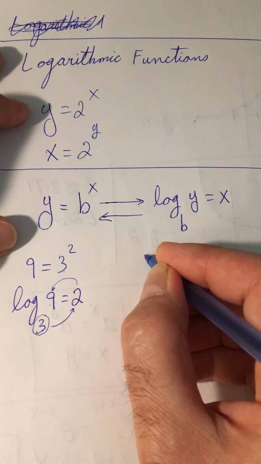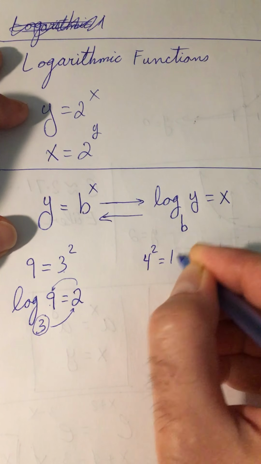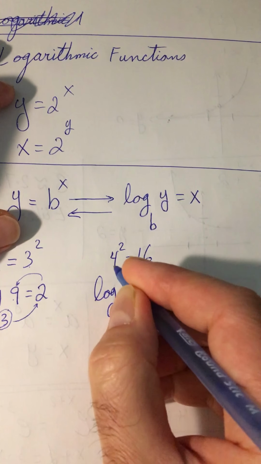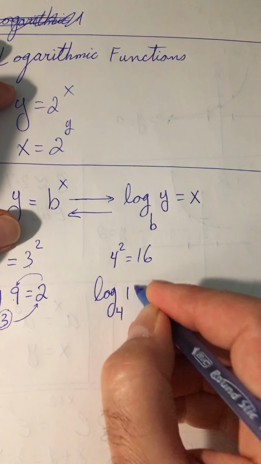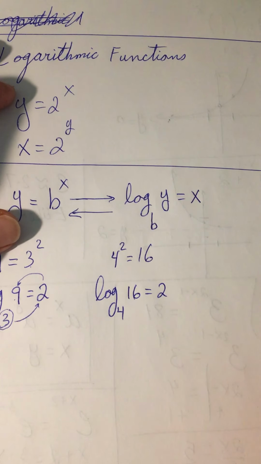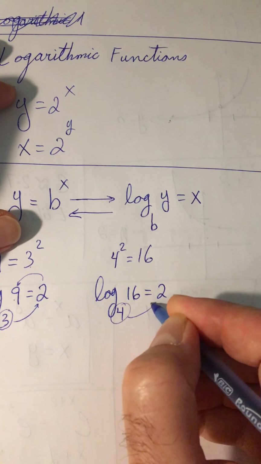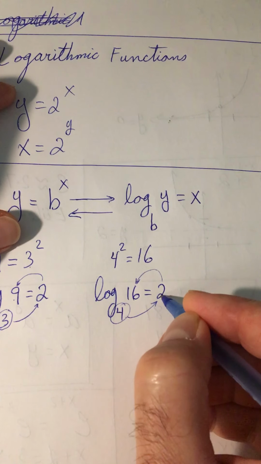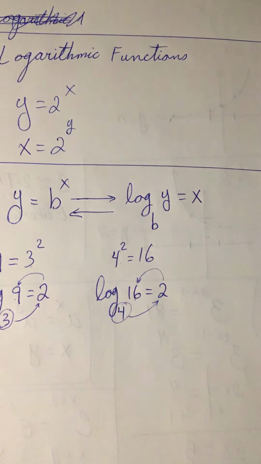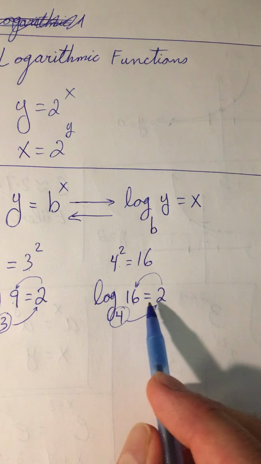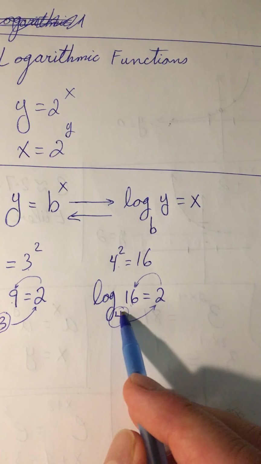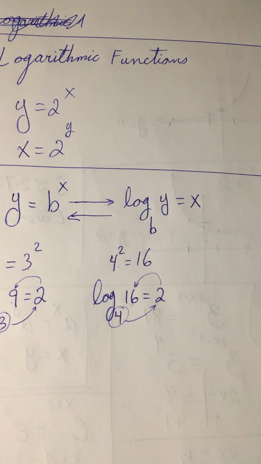Let's try one more. What if I have 4 squared equals 16? That's an exponential form. So I can write it as log, what's my base? 4, of 16 equals 2. How do I check it? The base to the power of whatever is on the other side of the equal sign equals this. So 4 squared is 16. So I wrote it correctly. If you wrote log base 4 of 2 equals 16, then obviously you have a boo-boo, because 4 to the power of 16 is not 2. So you can always double check your work.